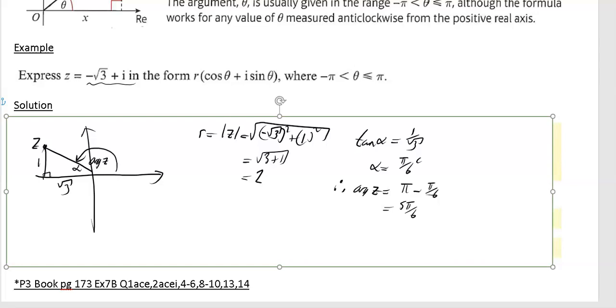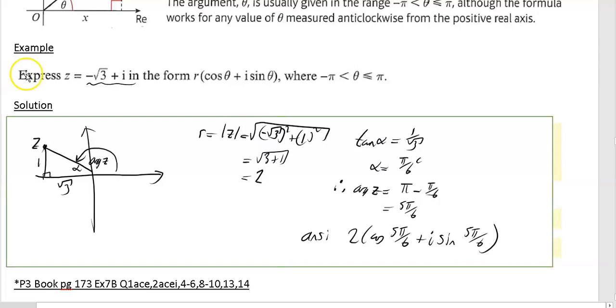Okay, so you've got your argument and you've got your modulus, so you can write your thing in modulus argument form. So your answer is going to be 2 upon cos of 5 pi over 6 plus i sine of 5 pi over 6. Okay, that is us done, and you're now ready to do the following question.